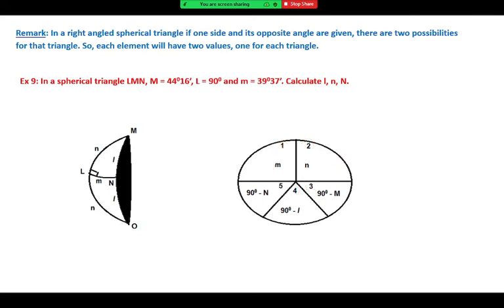Now let us highlight which things are known to us. Capital M is given, which means part 3 is given. Capital L is given, but it is not in Napier's circle. Small m is given, which means part 1 is given. We have to find the remaining three. Now tell me which rule you will use first.